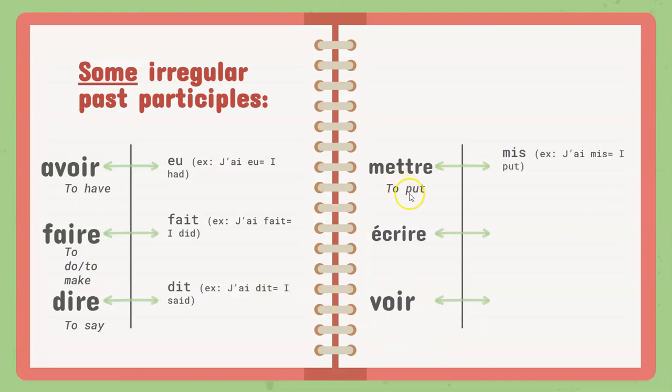Mettre is to put. So we have mis, par exemple, j'ai mis is I put. Écrire, to write. Écrit, j'ai écrit, ça veut dire I wrote. Voir, to see, would be vu. J'ai vu, I saw.